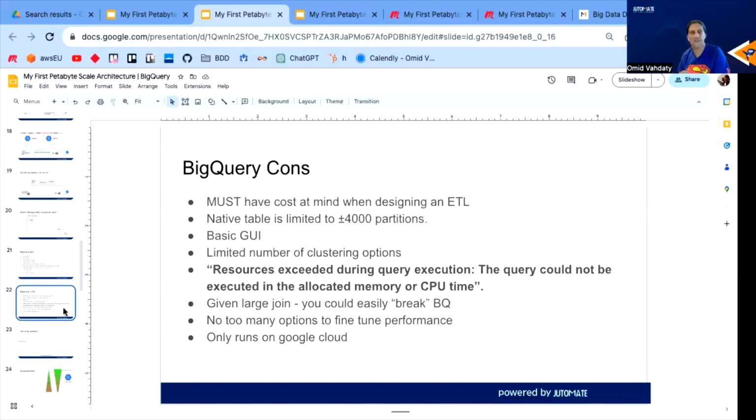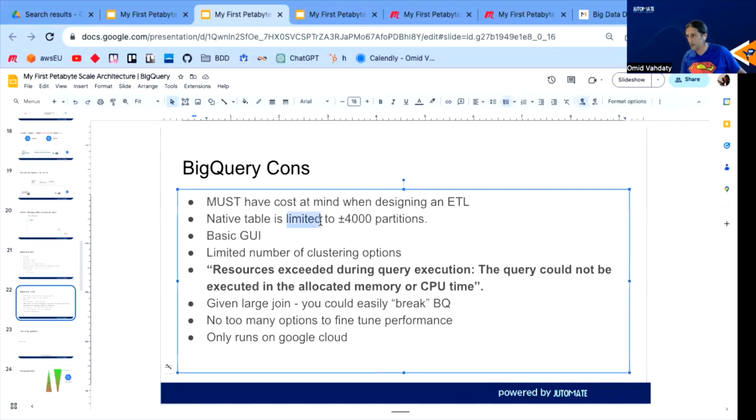You're most welcome. So let's talk about cons. When you work with BigQuery, you must always have cost in mind when designing an ETL, which is a major paradigm shift. Most people are not accustomed to doing that. A BigQuery table is limited to give or take 4,000 partitions. Other than that, you need to go sharding.